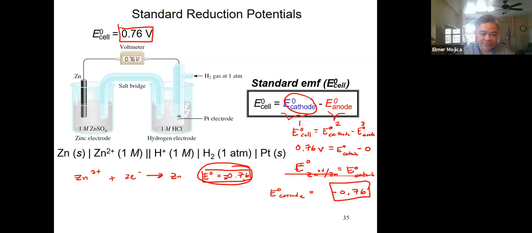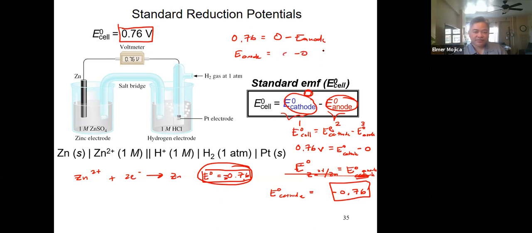Oh no, this is 0. I think this is not the cathode. This is the anode. My mistake. So this one is 0, and this is the one that we're looking for. So we end up with 0.76 equals 0 minus E anode. So E anode is equal to what? Can we say it like this? So you end up with negative 0.76. So what is your E anode? Okay, that's the one that you have for your zinc.